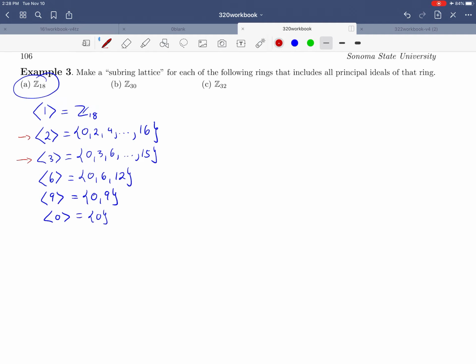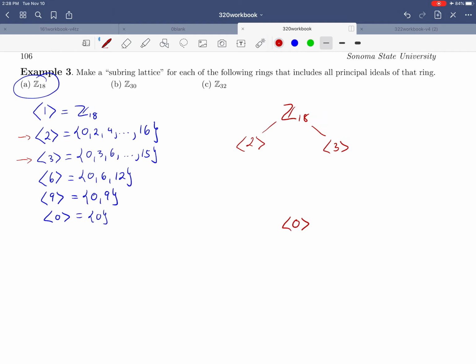So we could draw a diagram to show this hierarchy. So on the top we have Z18. And at the bottom, we just have the ideal generated by 0. And then we have 2 and 3, those are the big ones. And they are not contained in each other. They don't have anything in common other than 0. So they are not included in anything other than Z18. They both are subsets of Z18.